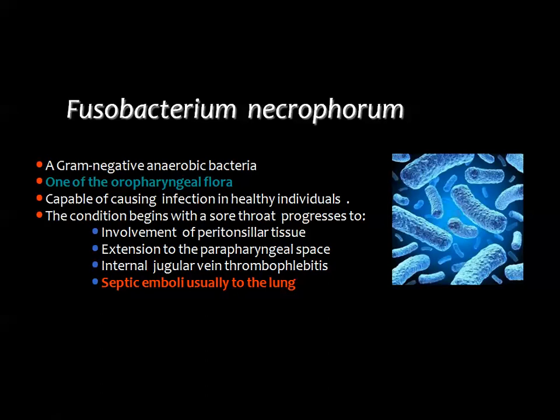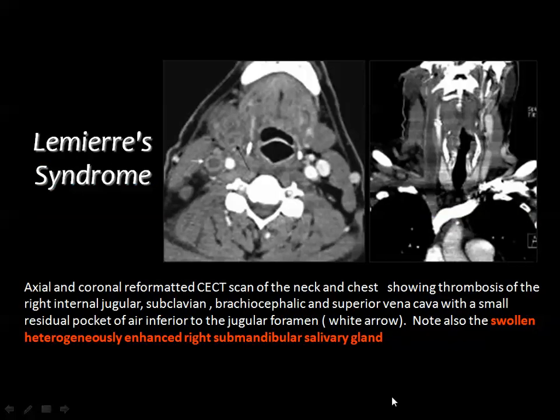Then the condition may start with a sore throat, which may progress to involvement of the region surrounding the tonsil, then extension to the parapharyngeal space. And you know from the previous lecture that parapharyngeal abscesses are extremely dangerous because they have the ability to affect the internal jugular vein and also the carotid arteries. And septic emboli usually go to the lung.